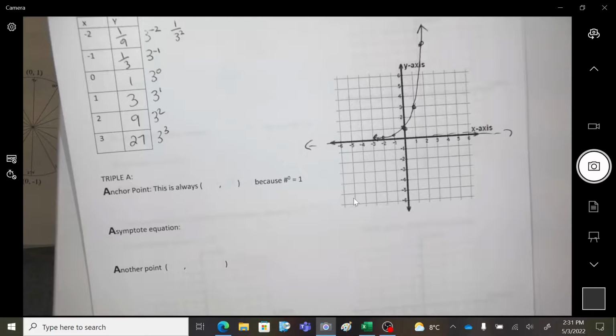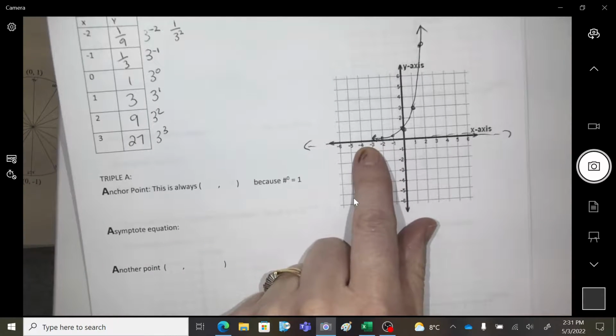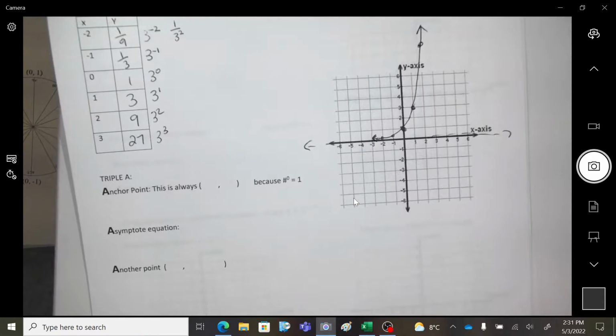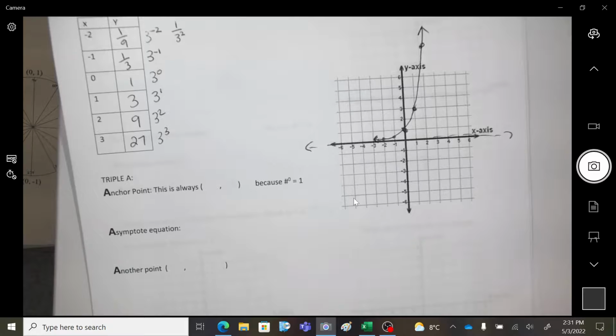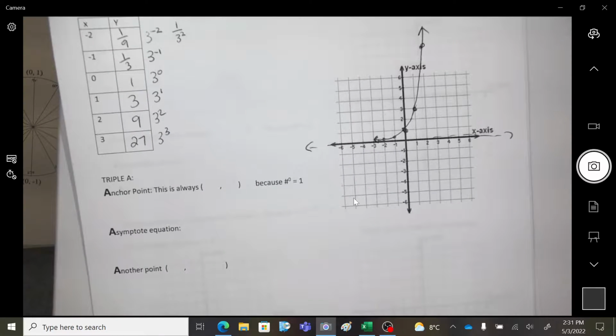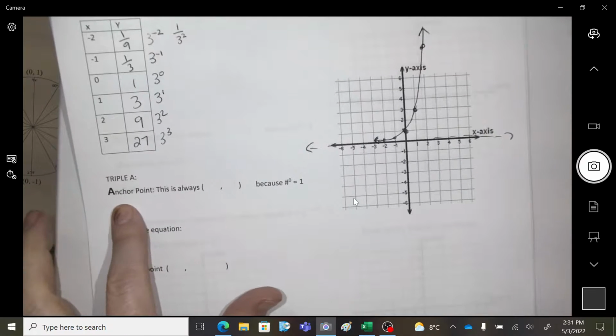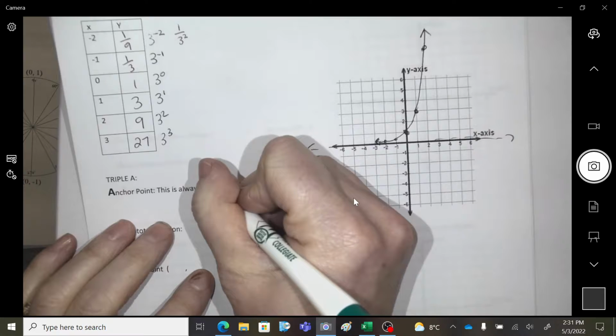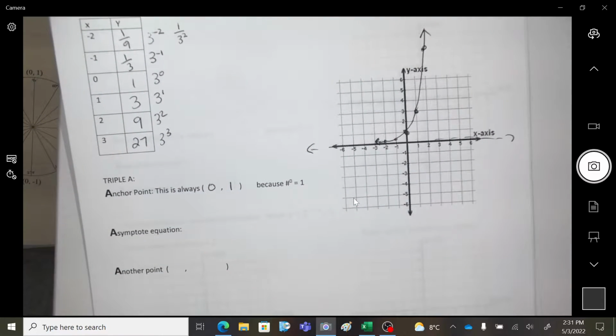Okay, do you understand it's going to get closer and closer but not touch? Because the next would be 1/27, 1 over 81. You're getting smaller and smaller. So I have 3 basic rules. You're always going to have the anchor point, 0, 1. That's always a basic point, right? Because anything to the 0 is 1.